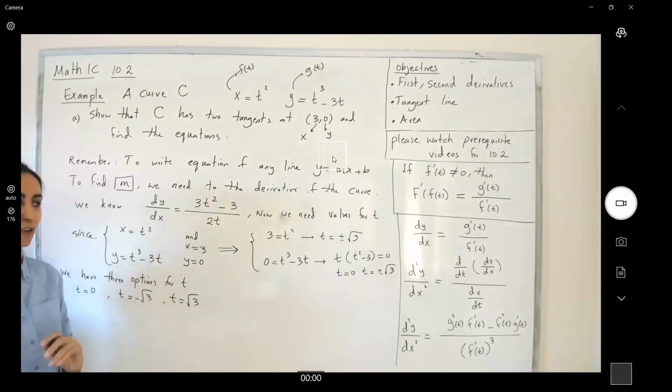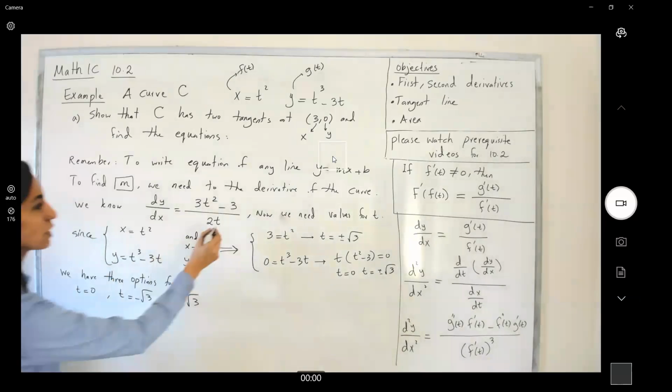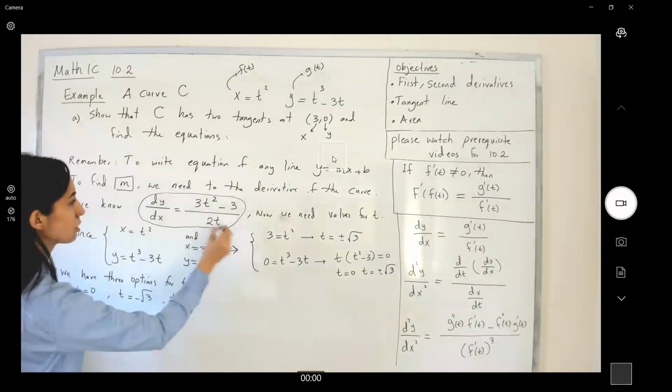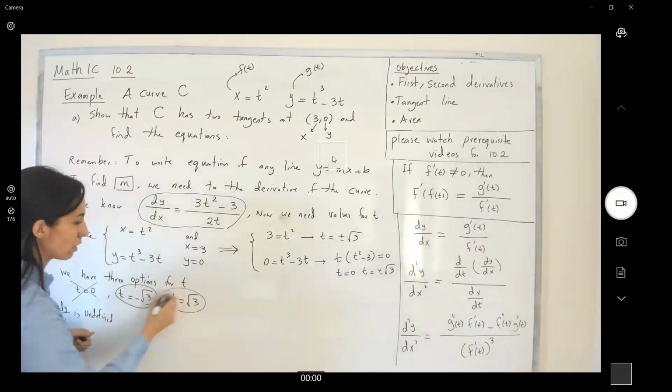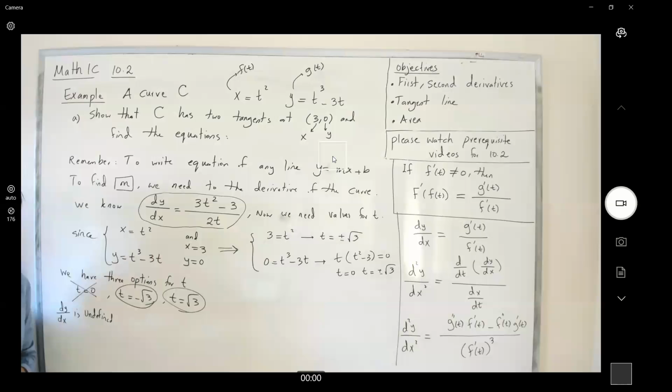We have to look at our derivative. So this is the derivative of this parameterized curve. If I plug in 0 on the denominator, I get 0. So it makes the derivative undefined. So dy/dx is undefined. That's why I don't need t equal to 0. So my options are negative square root of 3 and positive square root of 3.